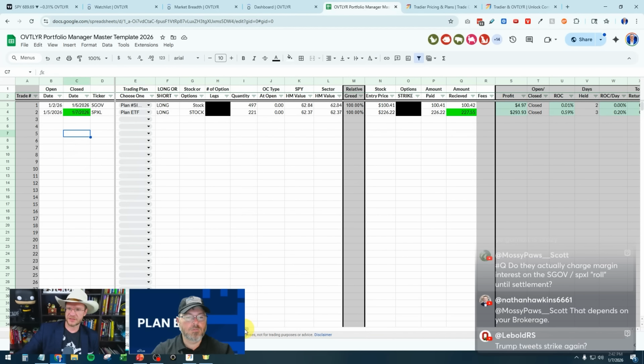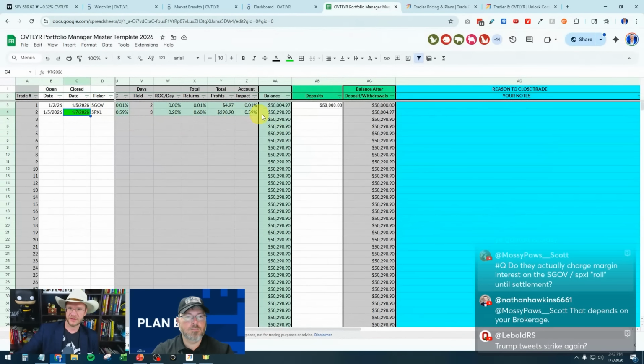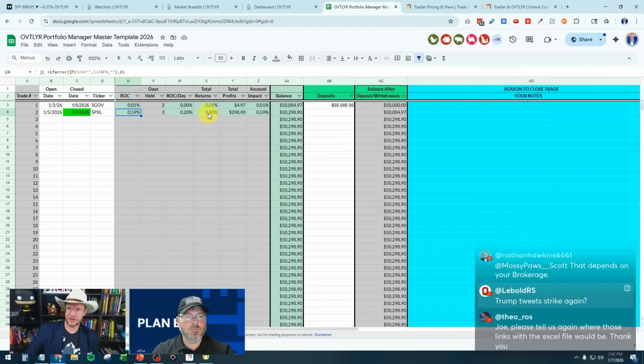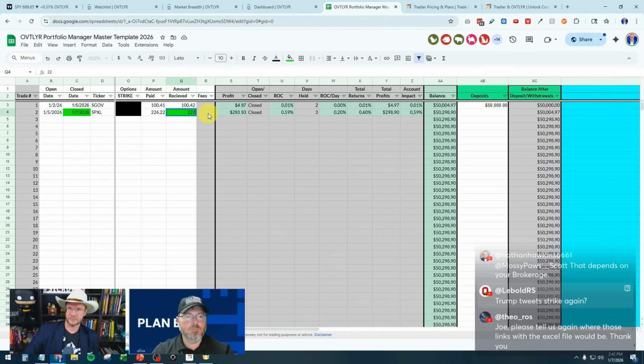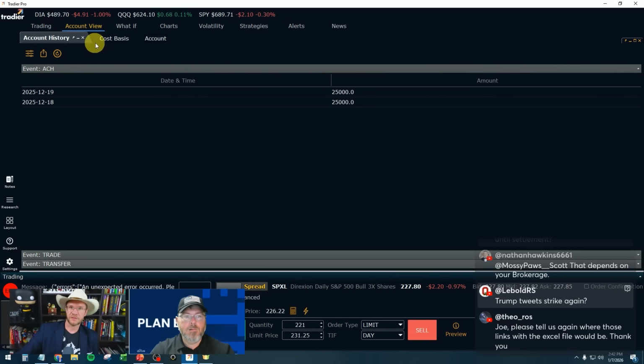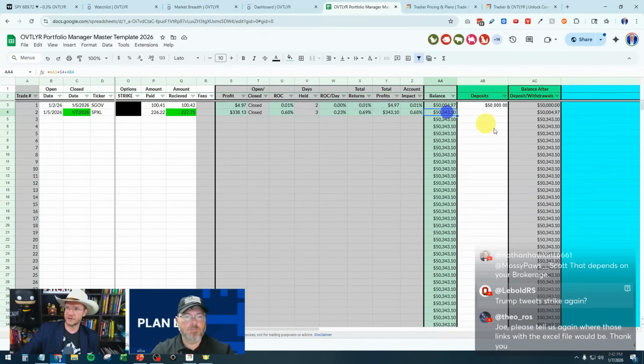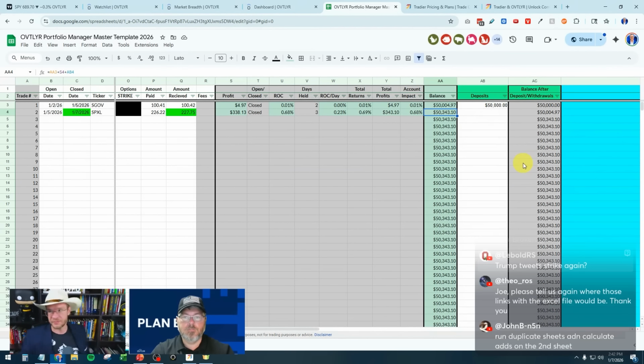So this should get us roughly, in fact, let's just double check. 227.75. Let's put this here at 227.75. Okay. This should be roughly in line with where we are. I go to account view, account 50,337. 50,343. There you go. We're right in line. Okay, cool. Now, like I say, there's going to be a time where this gets off a little bit, and we're just going to throw it in fees to reconcile it.